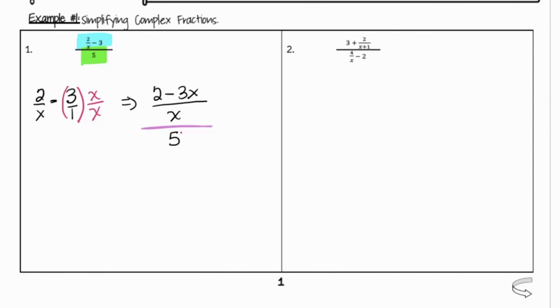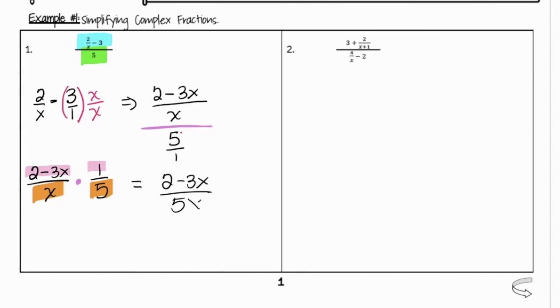Once I have my numerator as a simplified fraction, I could apply this keep, change, flip method. So I'm going to keep my numerator, I'm going to change my operation, and I'm going to flip my fraction, my denominator. And when we are multiplying fractions, we multiply across. So I get a value of, and that is it. I am not going to simplify. I cannot cancel anything. This is my final answer.